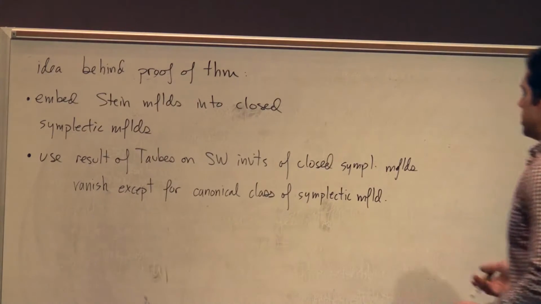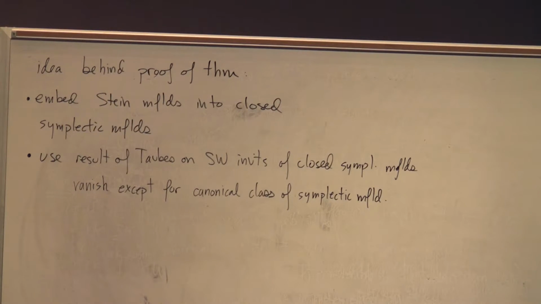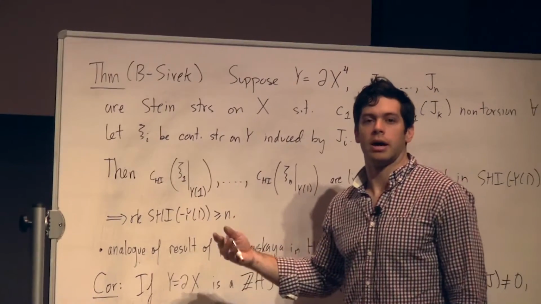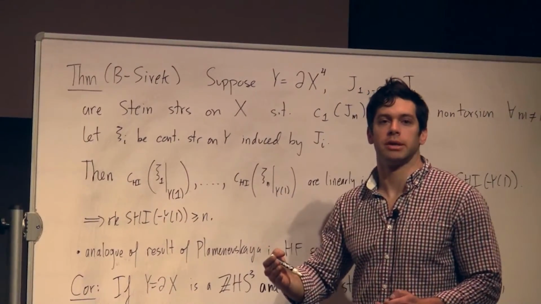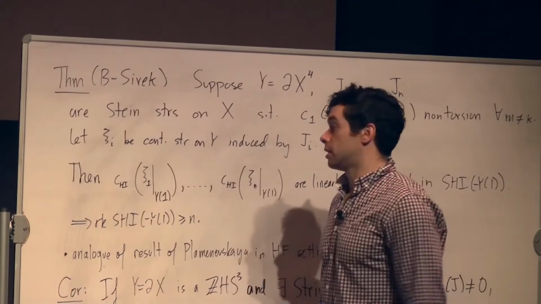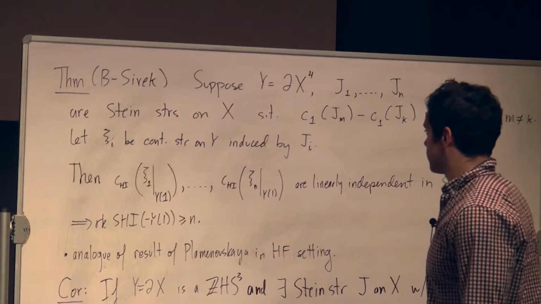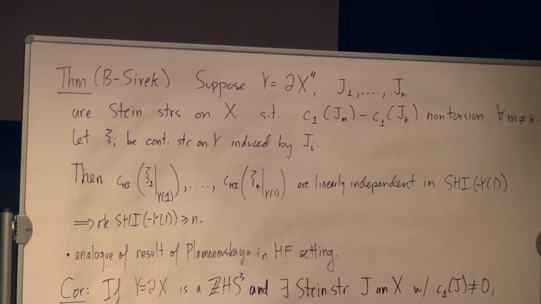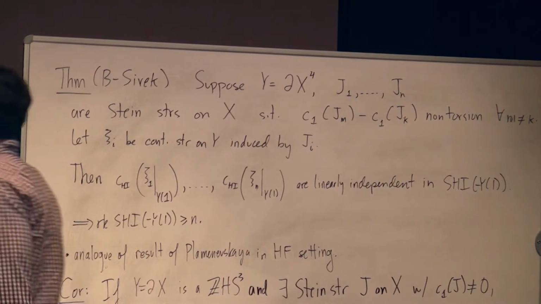And what you can do is show that these Seiberg-Witten invariants of the closed symplectic manifold actually factor through the contact invariants of these different contact structures on Y, which is some hypersurface in this closed symplectic manifold. And yeah, so that's more or less how you do it. Or that's how Olga proved her result.